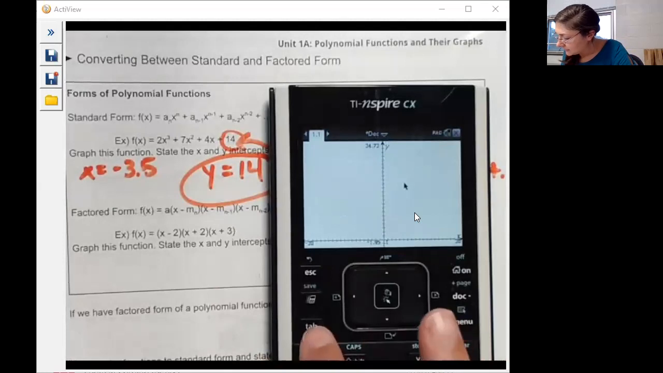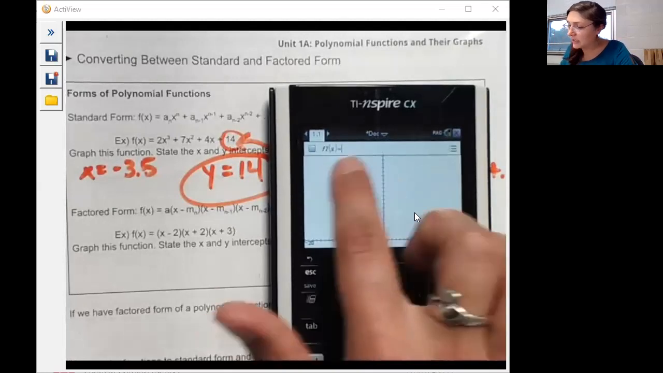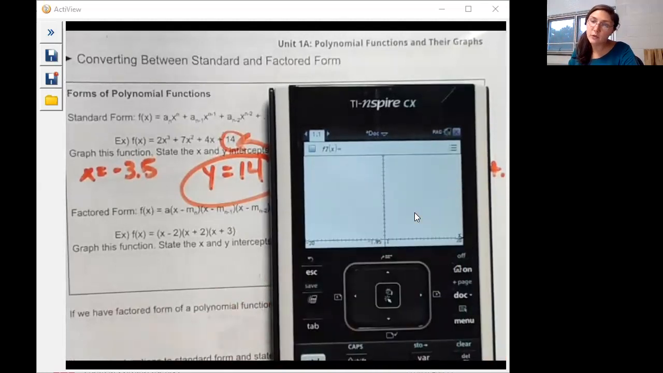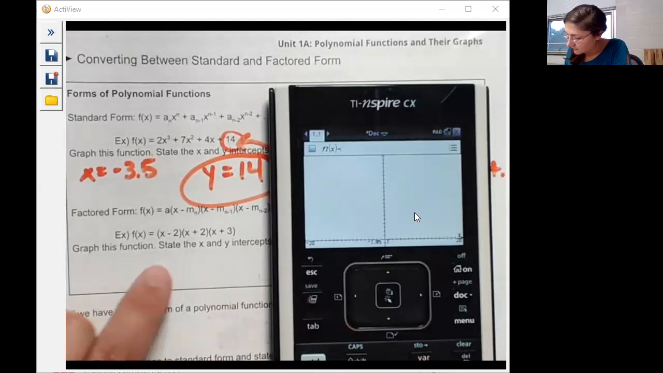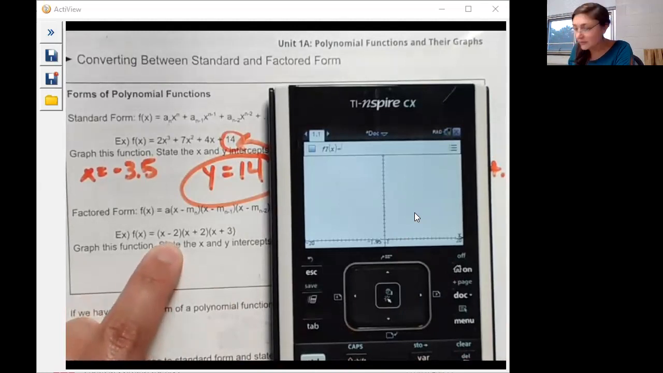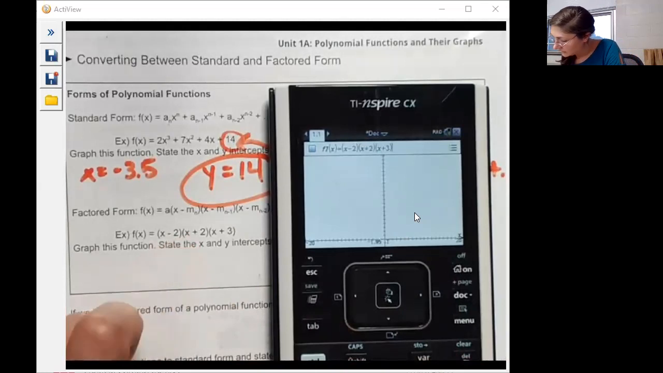And then to graph again, I want to hit the tab key to bring up my function line. It is very disappointing to type in a whole function and then nothing's happened because you didn't have the equation line up there. So make sure that you check for that before you start typing. And then I'm just going to type this function as it appears. So parentheses, x minus 2, close parentheses, open a new one for x plus 2, and then x plus 3. That looks just like my paper, so I'm going to go ahead and hit enter.